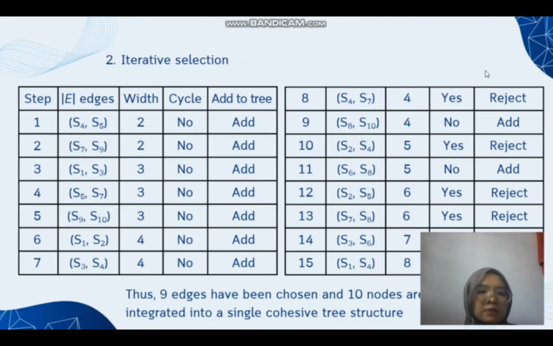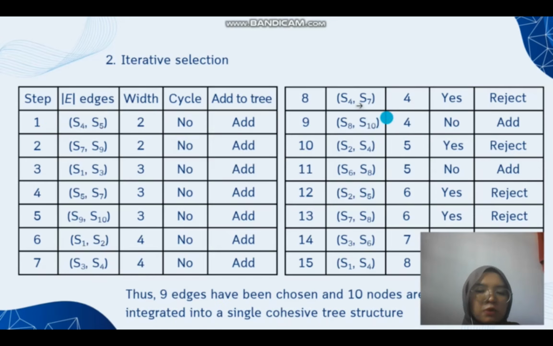Okay, the second step is iterative selection, where we examine each route one by one. The first one is the route between S4 and S5 with distance 2, which we add to the tree because it creates no loop. Then the same goes for the next route, between S7 and S8, which we add because it creates no loop. And then the algorithm continues by selecting the next shortest route until we reach step 7.